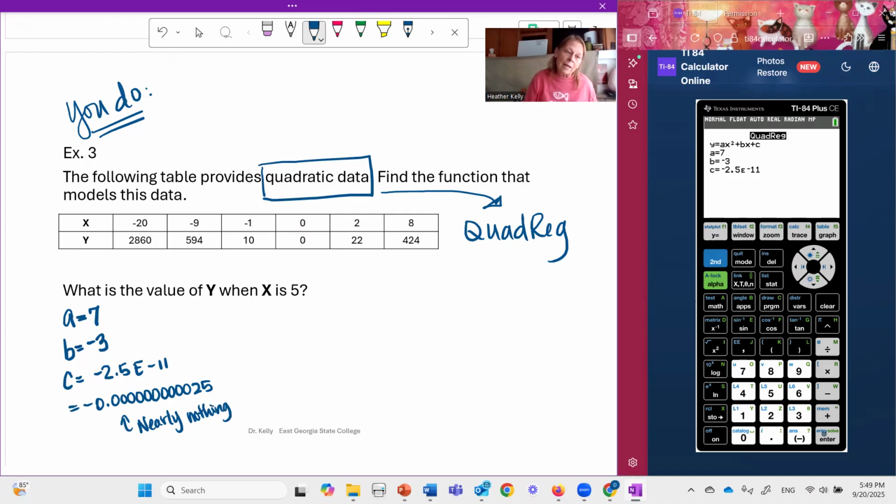If you started counting out the decimal places here, we've got tenths, hundredths, thousandths, ten-thousandths, hundred-thousandths, millionths, ten-millionths, hundred-millionths, billionths, ten-billionths, hundred-billionths, trillionths, ten-trillionths, hundred-trillionths. That's a hundred-trillionth. That is negligible.